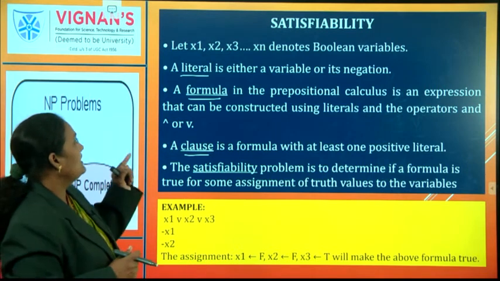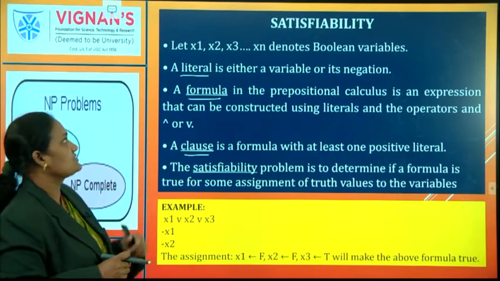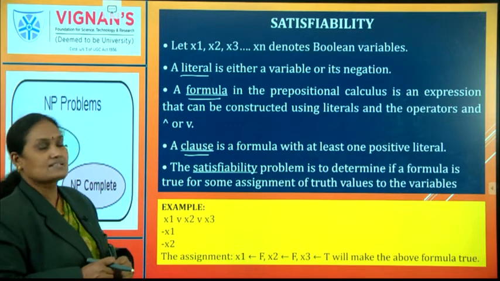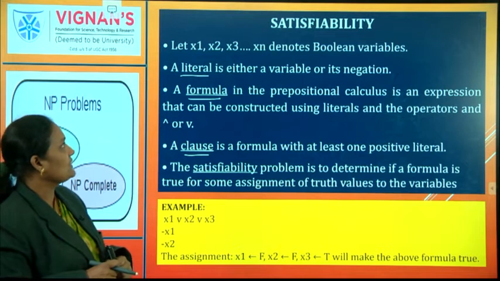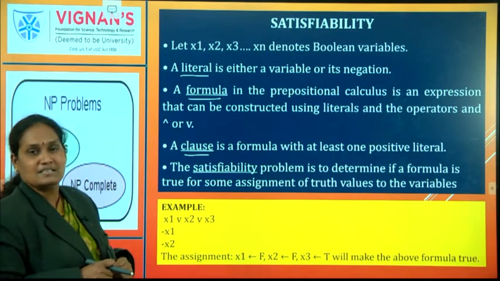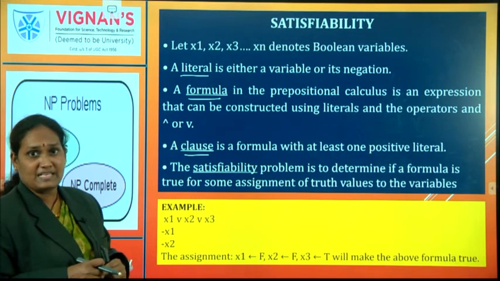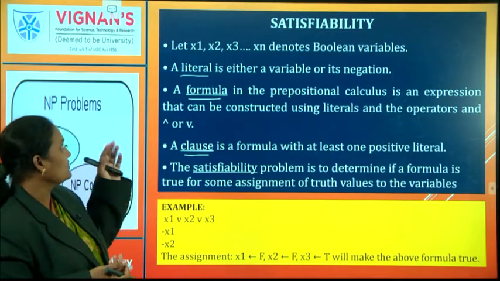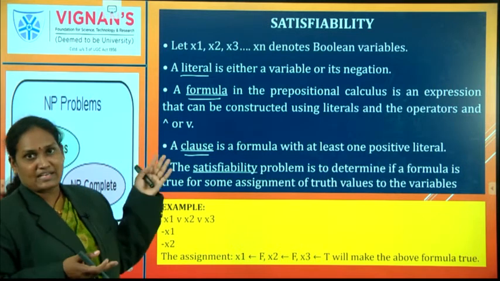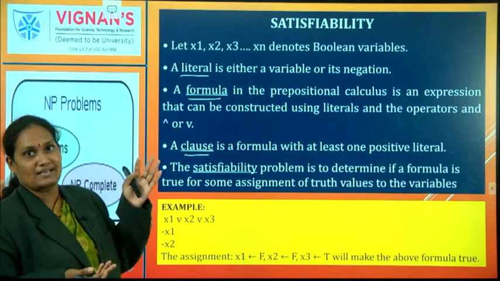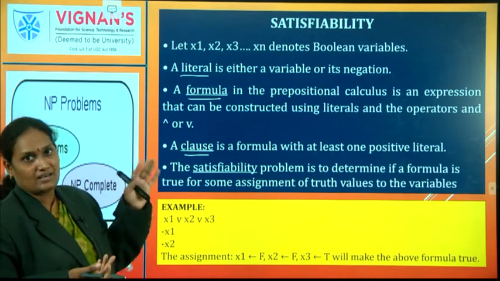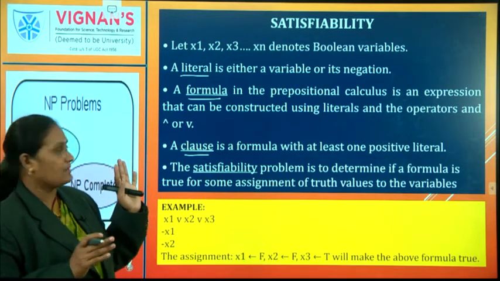First, let us see. Let x1, x2, x3, and so on up to xn denote some Boolean variables. Boolean variables mean they take either 0 or 1 as their values. The x1 value may be either 0 or 1, the x2 value may be either 0 or 1, and so on, the xn value may be either 0 or 1. So, those are Boolean variables.